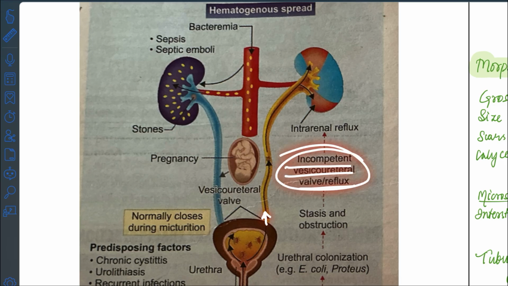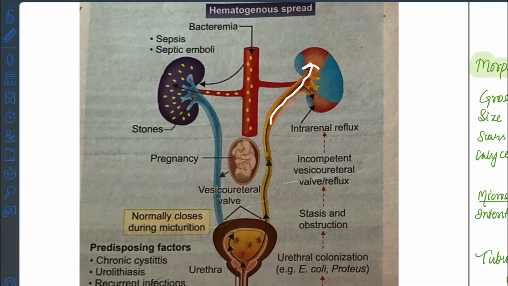This incompetent valve or reflux will lead to intrarenal reflux of the urine, and also the bacteria may colonize in those pathways. Here we can see the vesicourethral valve. This intrarenal reflux can further lead to bacteremia, spreading of this bacteria into the blood circulation, leading to sepsis and septic emboli. And further hematogenous spread may be seen to other organs.